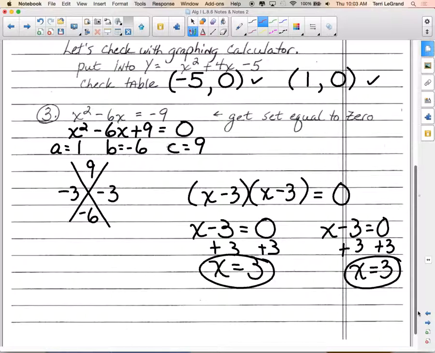Because that's the simplified version. They're the same. That's the simplified version when you took the GCF out.